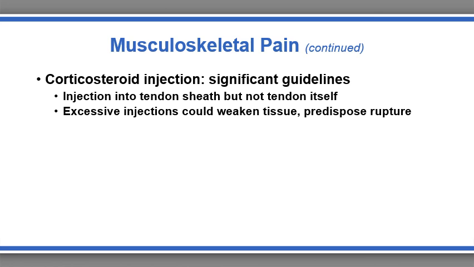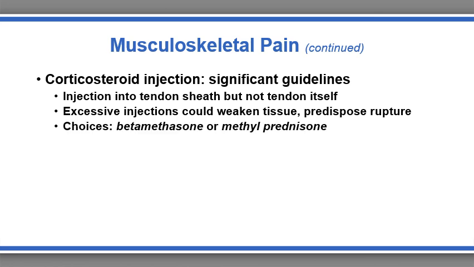So you want to make sure that individuals are not getting repeated injections, particularly into tendons, because of that issue. As far as the choices, betamethasone and methylprednisolone are some of your more common options. Betamethasone is about 6 milligrams per milliliter, and methylprednisolone 20 to 80 milligrams per milliliter. Again, it's usually indicated if the pain is severe and the problem has been chronic. You want to be careful not to inject into the tendon, which could weaken it.